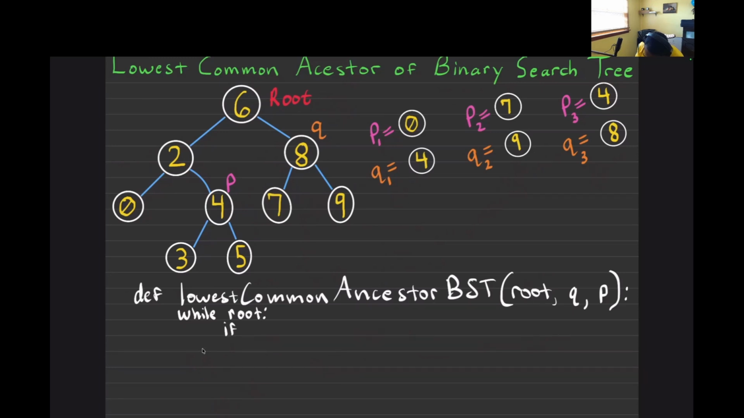If root.value is greater than p.value and root.value is also greater than q.value, that means we need to go explore the left subtree, right? So root is equal to root.left.